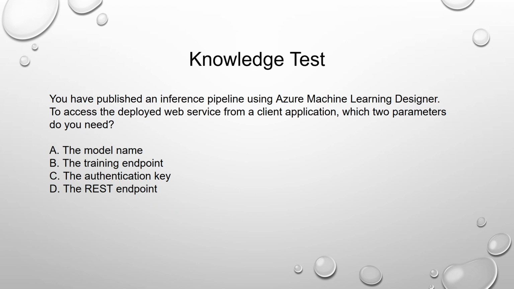Now we have published an inference pipeline using Azure Machine Learning Designer. To access the deployed web service from a client application, which 2 parameters do you need? Again, one thing I forgot to mention while we were doing the demo is that we can publish our pipeline and we can use that endpoint to predict the price of our automobiles. So you can deploy the pipeline which we created and publish it. Once we publish that pipeline, which 2 parameters do we need to access that model? What we need is the REST endpoint and the authentication key.